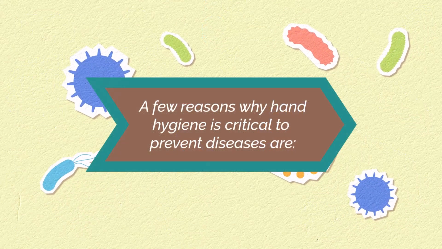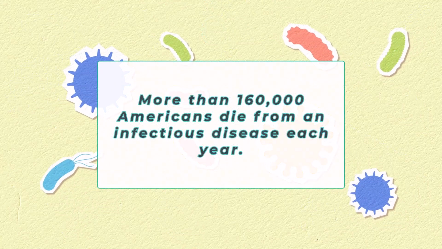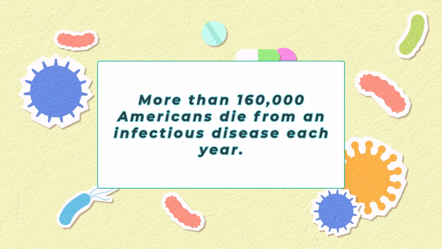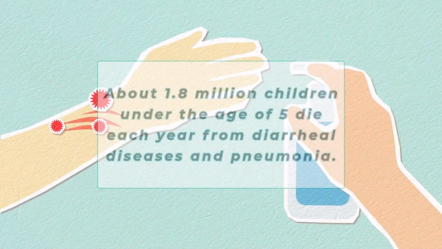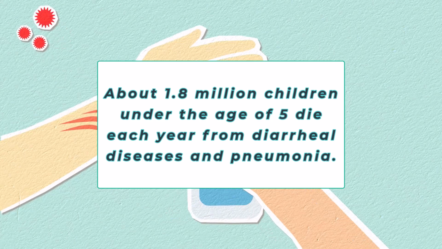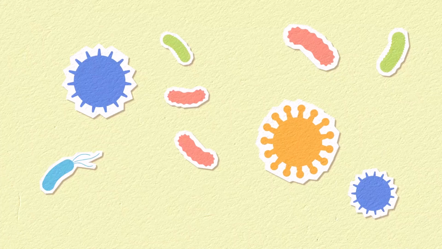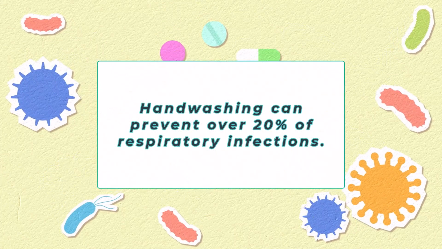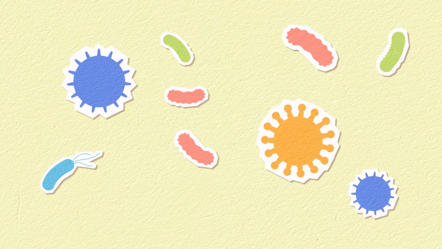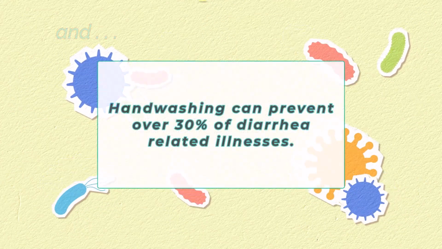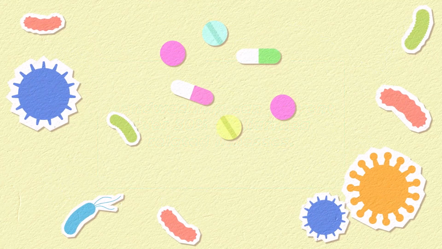A few reasons why hand hygiene is critical to prevent diseases are: data proves that more than 160,000 Americans die from an infectious disease each year. About 1.8 million children under the age of 5 die each year from diarrheal diseases or pneumonia. Hand hygiene is important because it can prevent over 20% of respiratory infections, like pneumonia. Also, hand washing can prevent over 30% of diarrhea-related illnesses.